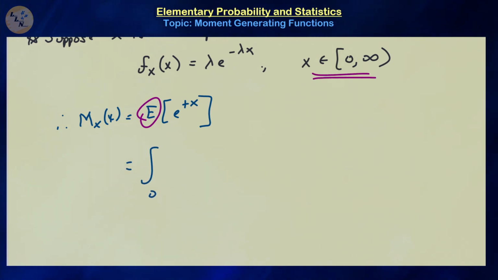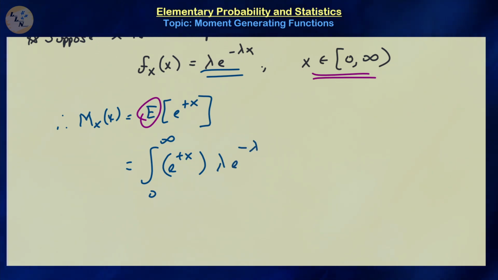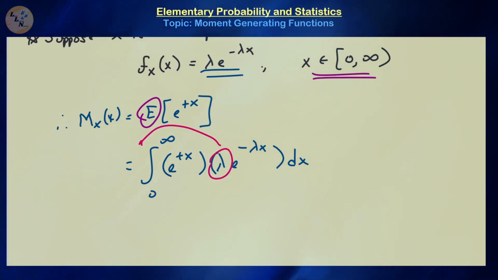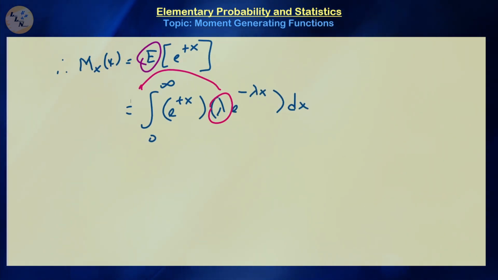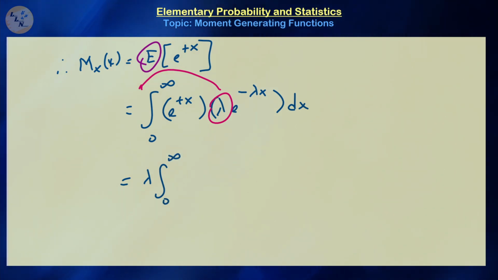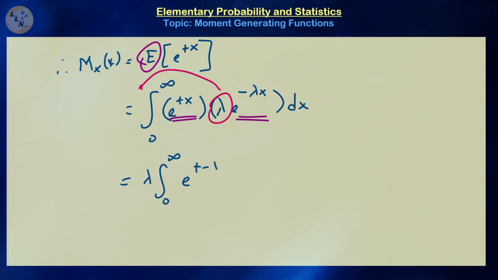So this is going to be equal to the integral from 0 to infinity of e to the tx times our PDF, lambda e to the minus lambda x dx. Right? So let's just play around with this expression and see what this is going to come out to. So this is a constant which can definitely be factored out. So this is going to be equal to lambda times the integral from 0 to infinity. And we can also combine these exponential expressions since they're the same exact base. So that's going to be equal to e to the t minus lambda to the power of x dx.